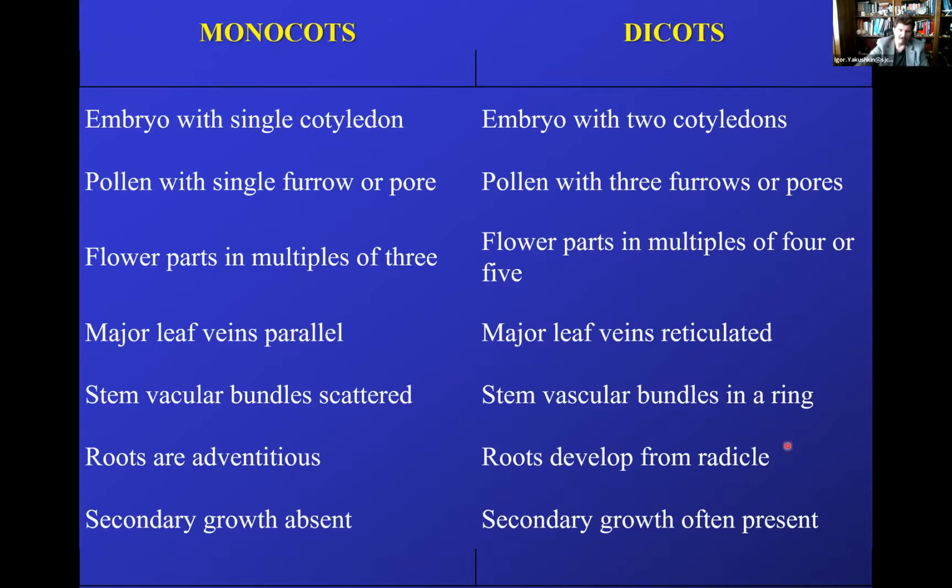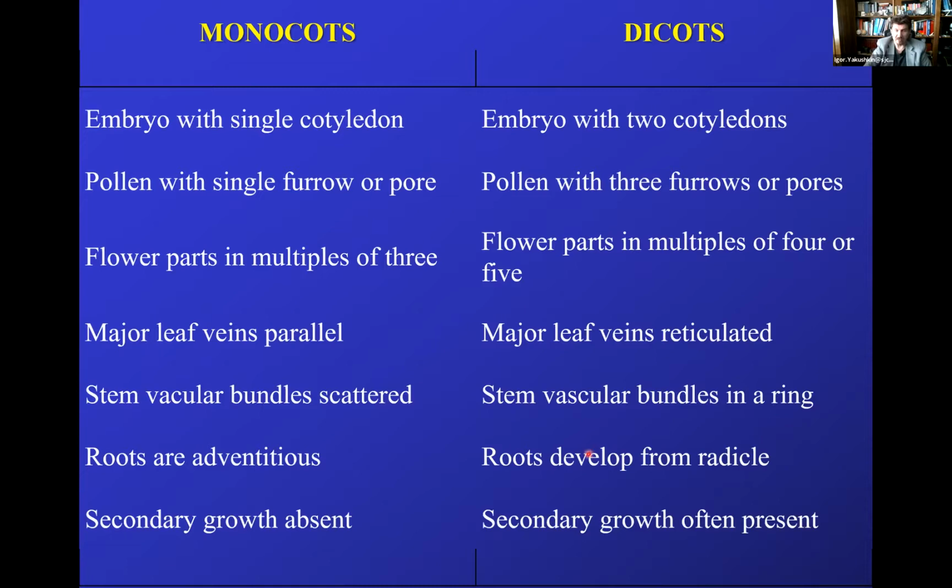They are located in a ring, that would be a dicot. Roots, you can pull it out and the roots are coming out adventitiously, so to speak. That would be the monocot. If the roots have a major root and then the secondary roots and tertiary roots coming out, then it's most likely a dicot.